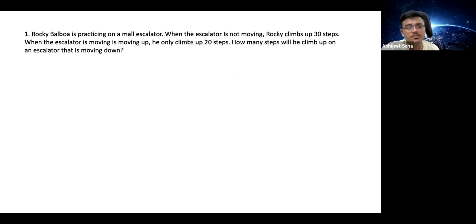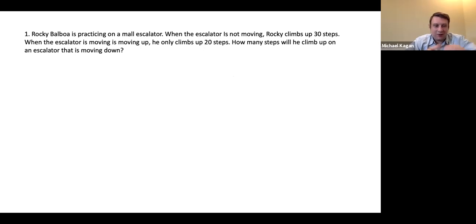What does it mean when it says when the escalator is moving up? Wouldn't it add to how fast he goes? Oh, he only climbs up 20 steps. Oh, okay, I get it. I misunderstood the question. Okay, so far 4 people submitted their answers and I see 3 distinct answers out of the 4 submissions.